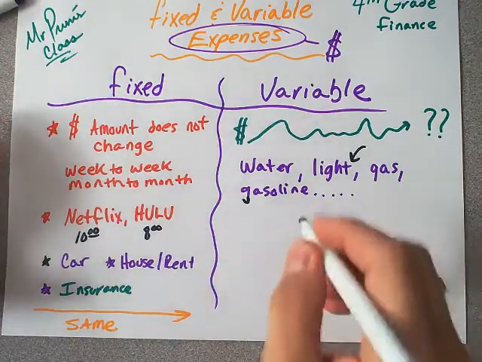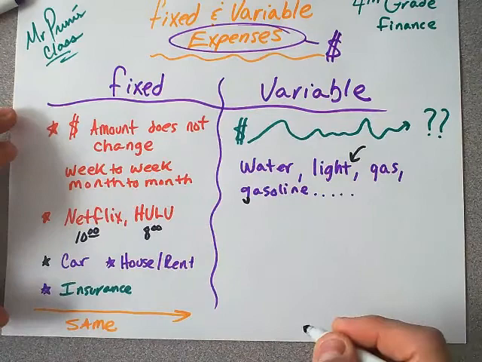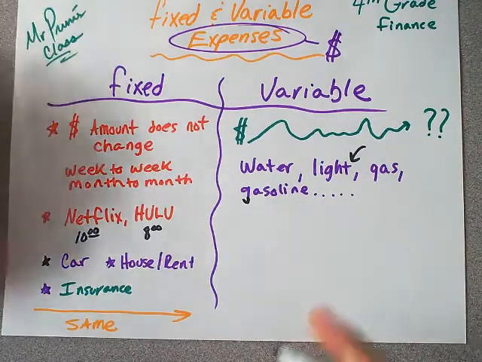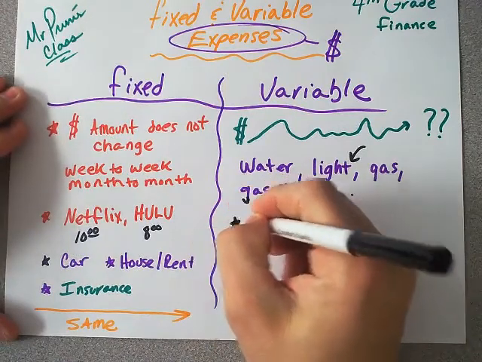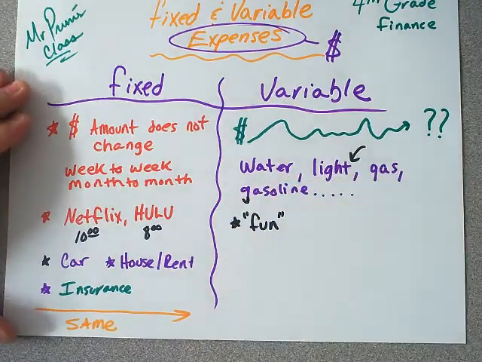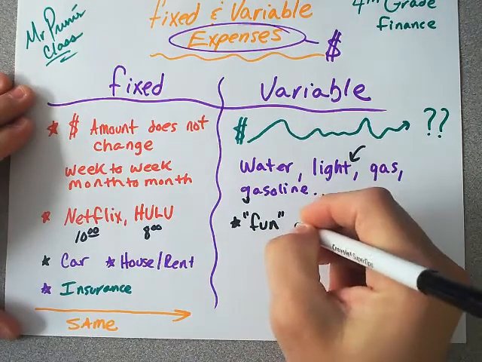So variable expenses basically means they change over time. As far as other things, this is going to include, we would call this the fun or like entertainment.